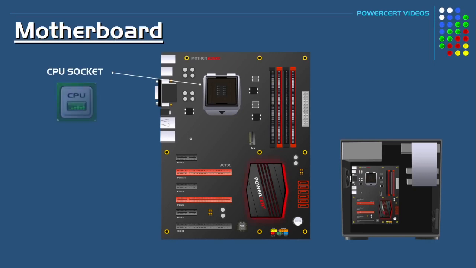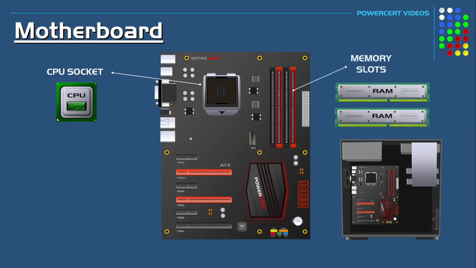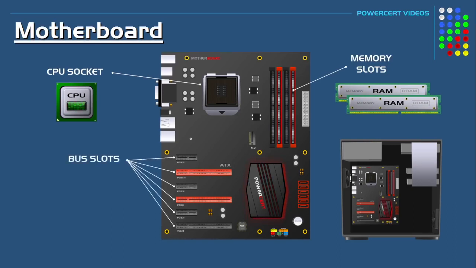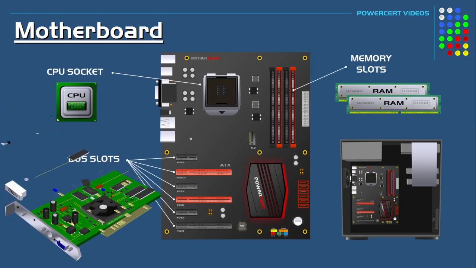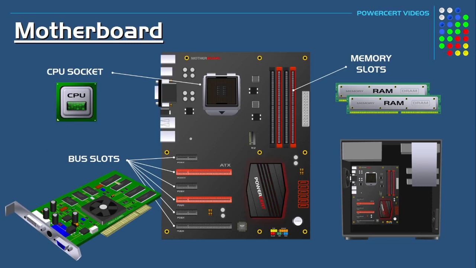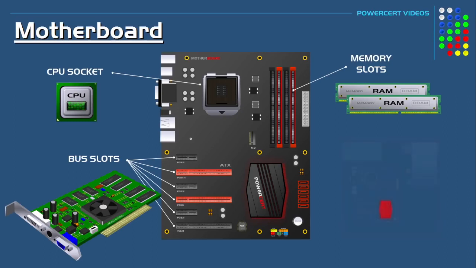So for example, there's the CPU socket. The CPU socket is where the CPU, or central processing unit, is placed. There's the memory slots, and this is where the primary memory DIMM modules, known as RAM, are inserted. And there is also the bus slots, or expansion slots. And these are used to install various components to add more capabilities to a computer, such as a video card, sound card, network card, and so on.